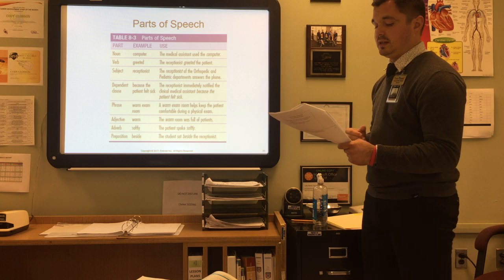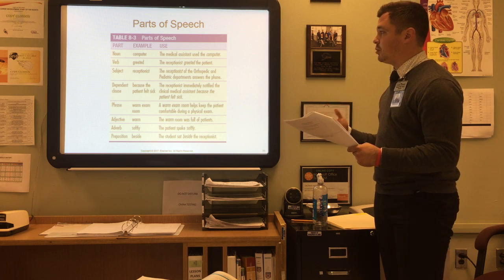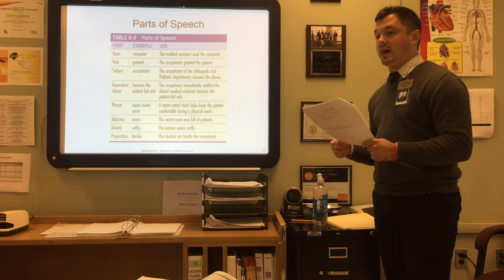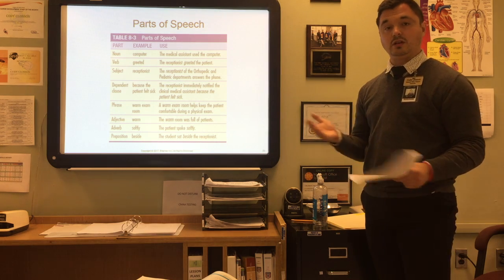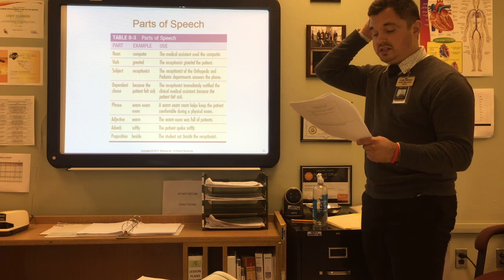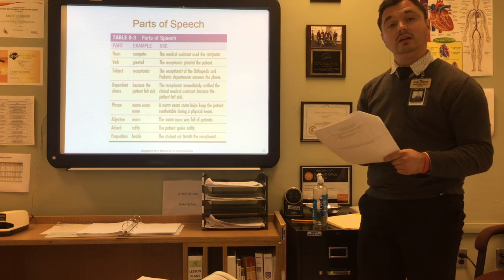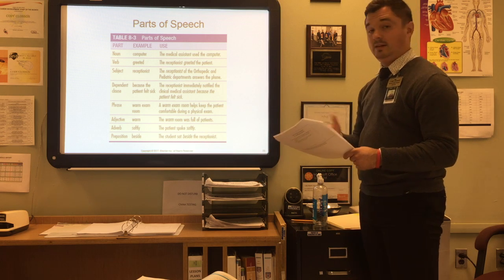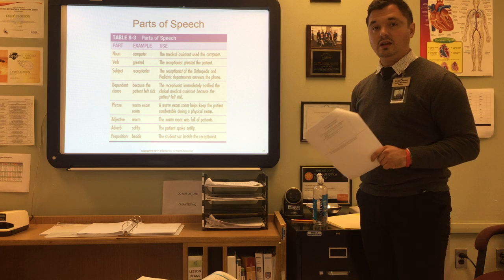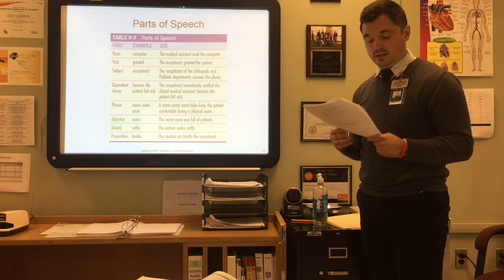and really educate yourself. So a noun is a person, place, or thing. For an example, you could have a computer. An example would be: the medical assistant used the computer. The computer would be a noun in that sentence. A verb is a word or phrase that shows an action or a state of being. An example could be greeted. The receptionist greeted the patient. Greeted was the verb in that sentence.